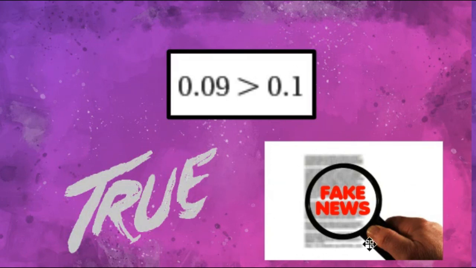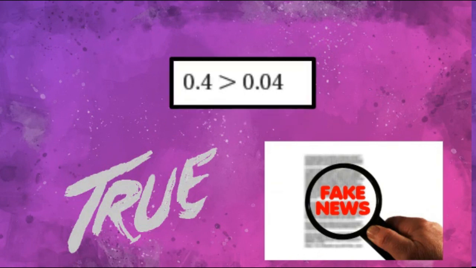It's fake news. It's false. 1/10 would be larger because if we converted it to hundredths, it would be 10/100 versus 9/100. So this side over here would be greater. So we need a less than symbol, as in 9/100 is actually less than 1/10.